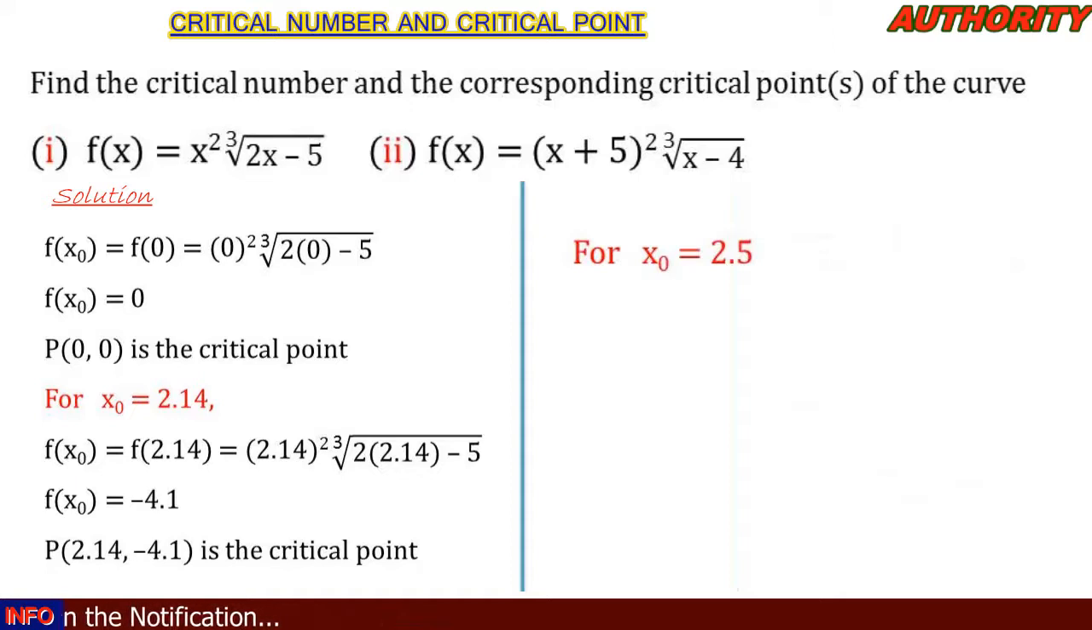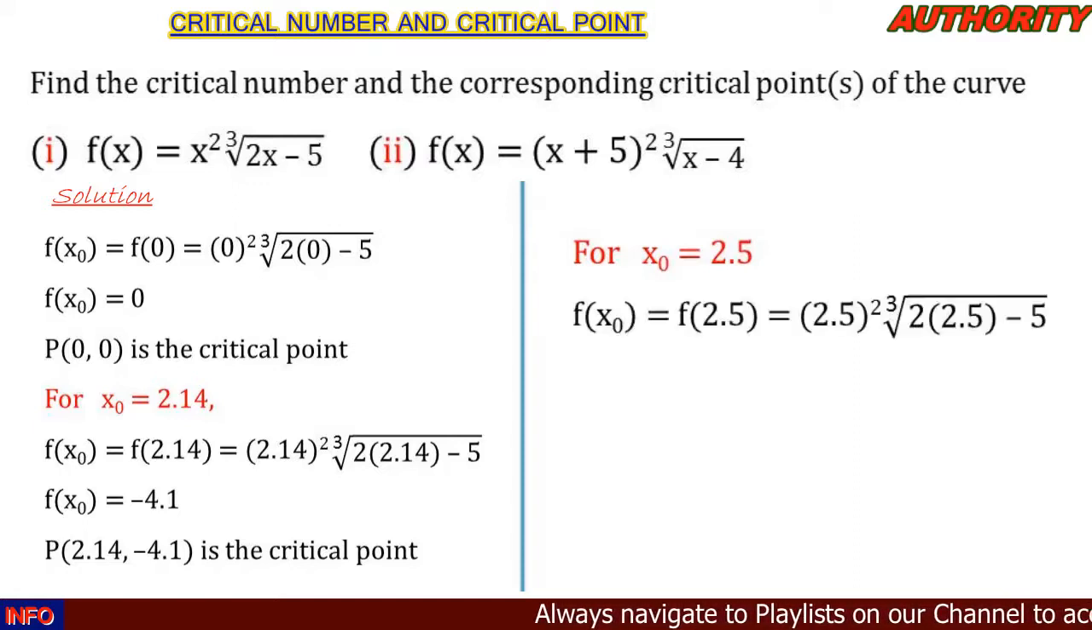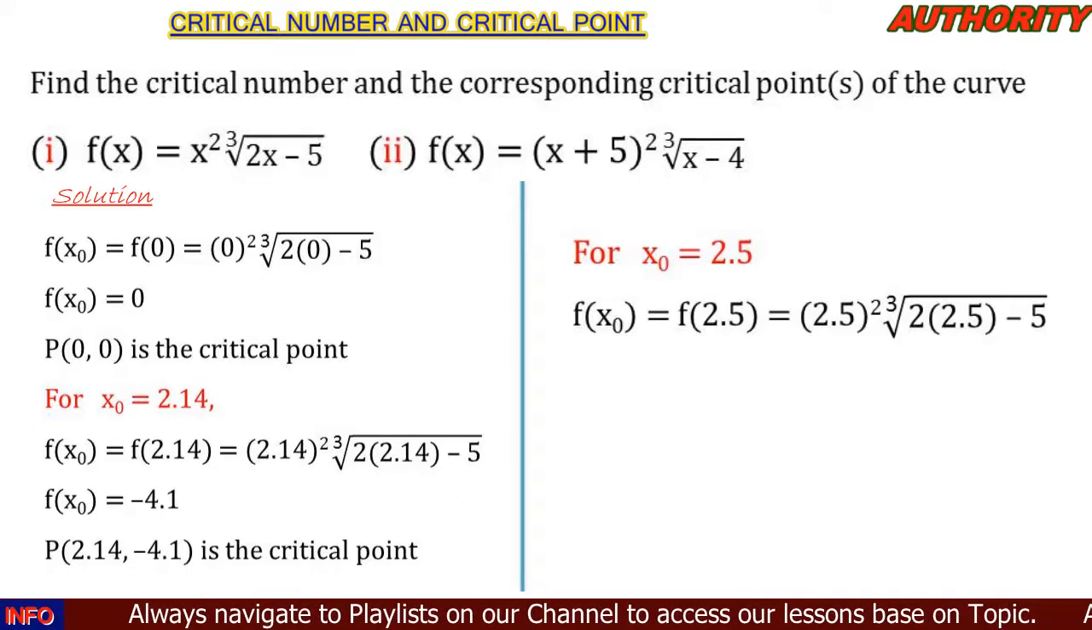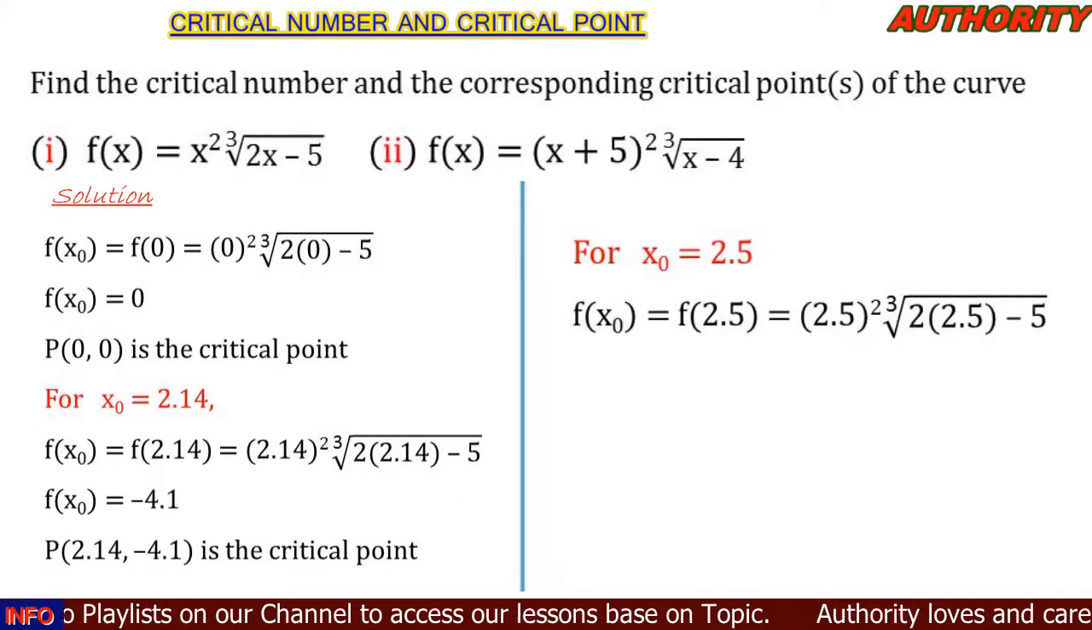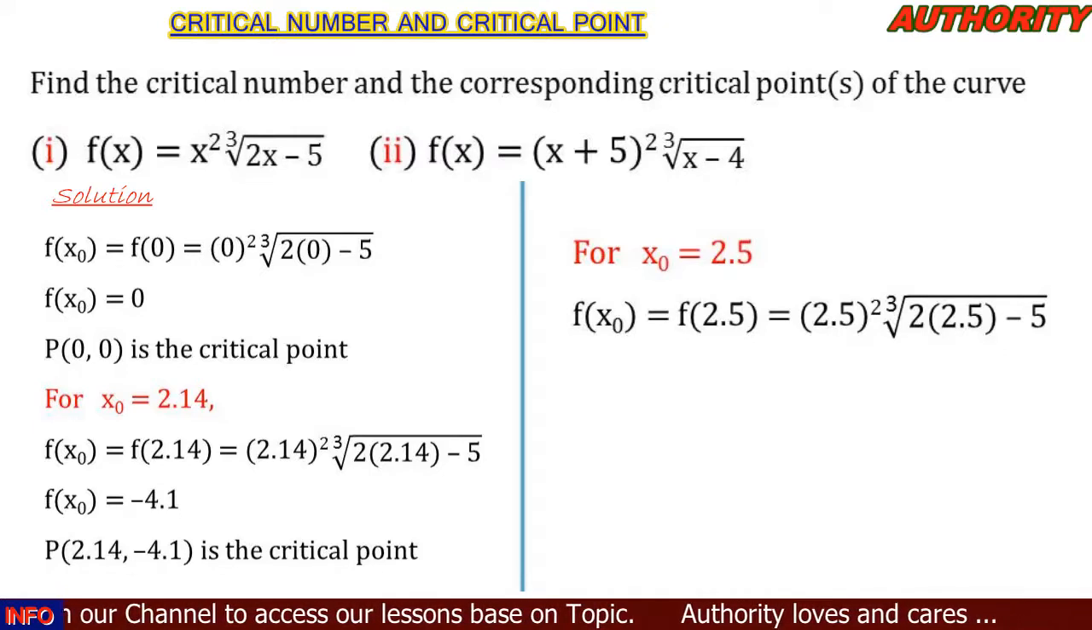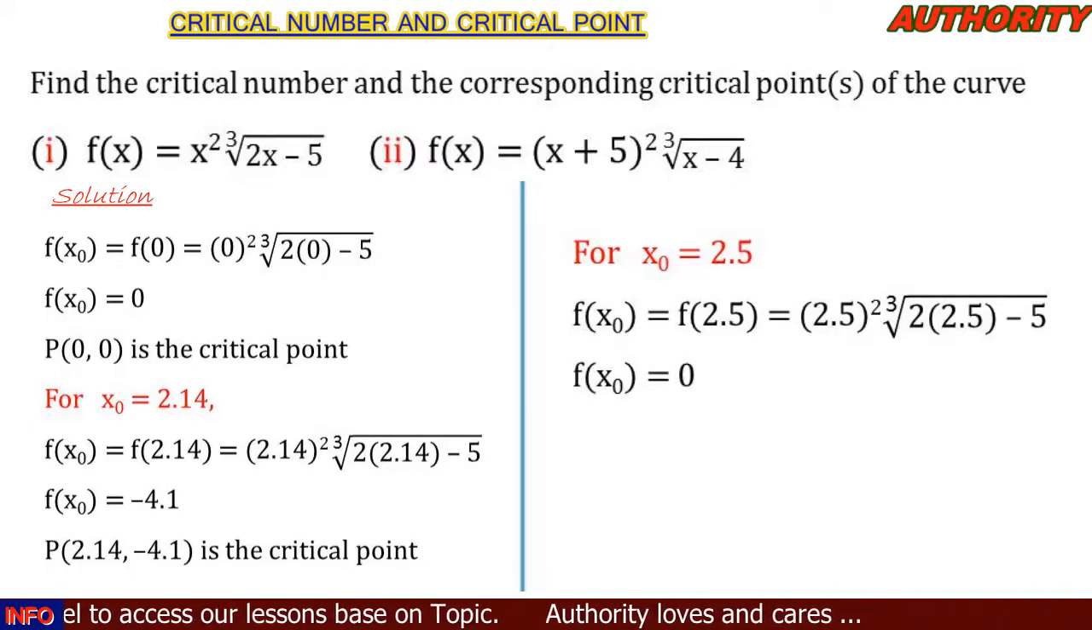We have x naught equal to 2.5. Let's solve for the corresponding critical point. So we have f of x is equal to x squared cubic root of 2x minus 5. Now we have f of x naught equal to f of 2.5. In the function, we have 2.5 in bracket raised to power 2 cubic root of 2 open bracket 2.5 close bracket minus 5. When we solve this, we're going to obtain 0.